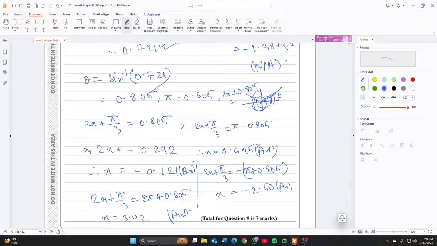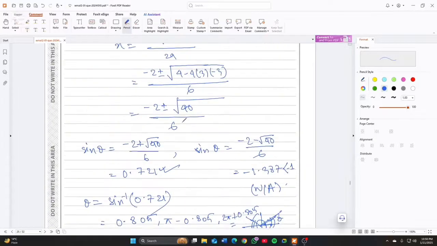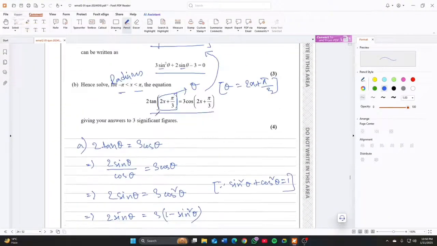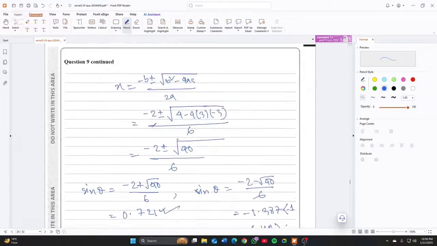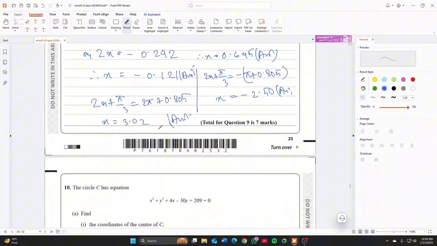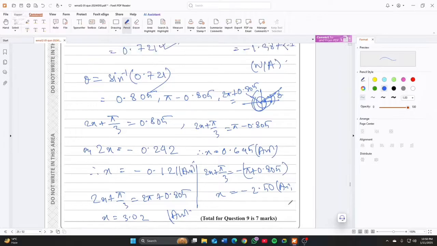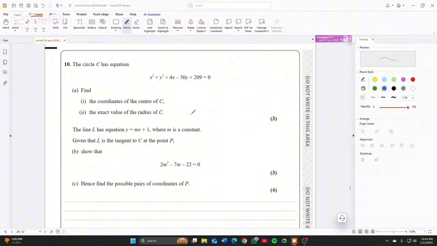I hope you understood the question. This is a little bit tricky, rotating clockwise to find the negative values, but since we have the range in negative, we have to do this. And this is the end of question number 9. I will see you again for the solution to question number 10.